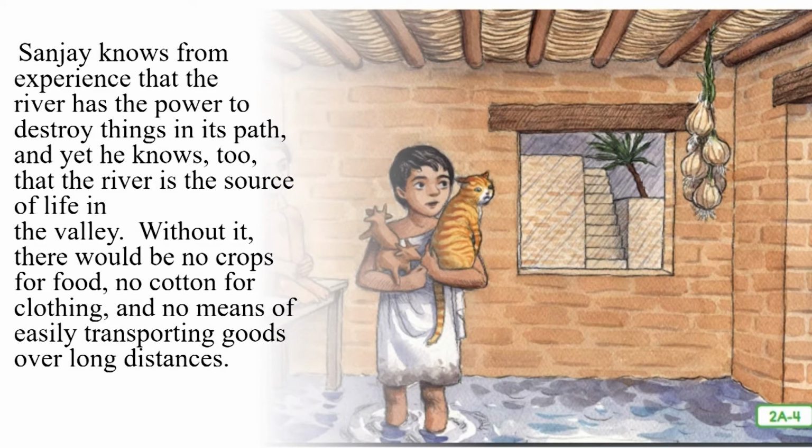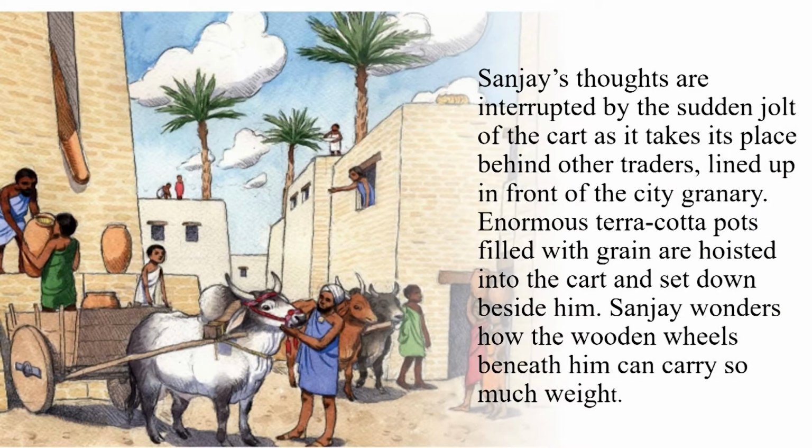Sanjay knows from experience that the river has the power to destroy things in its path, and yet he knows too that the river is the source of life in the valley. Without it, there would be no crops for food, no cotton for clothing, and no means of easily transporting goods over long distances. Sanjay's thoughts were interrupted by the sudden jolt of the cart as it takes its place behind other traders, lined up in front of the city granary. Enormous terracotta, large clay pots, filled with grain are hoisted into the cart and set down beside him.